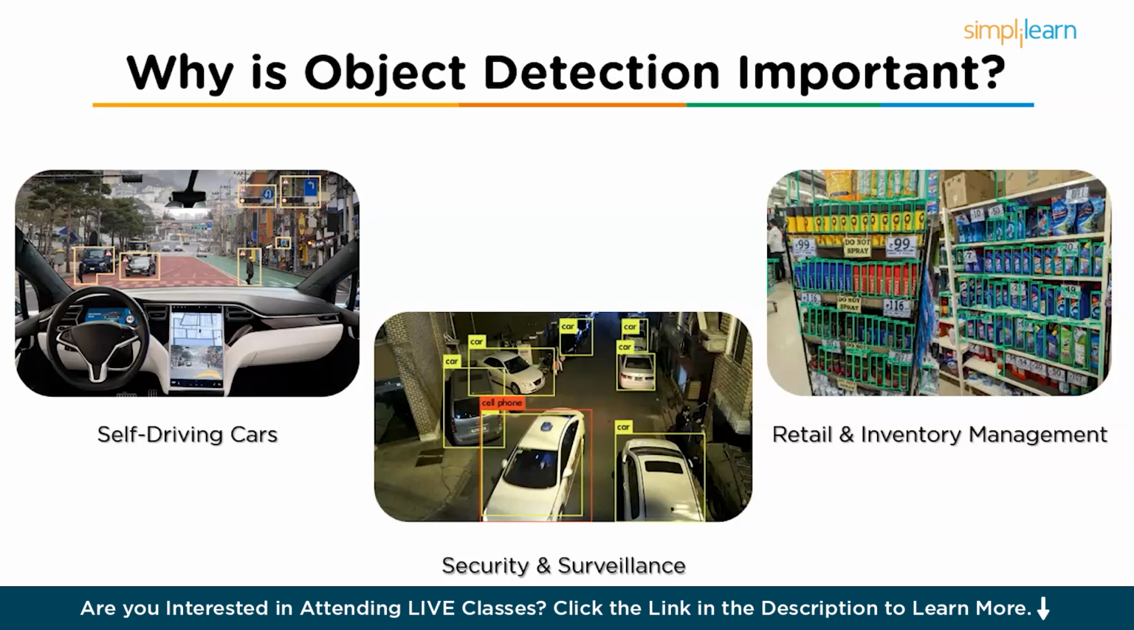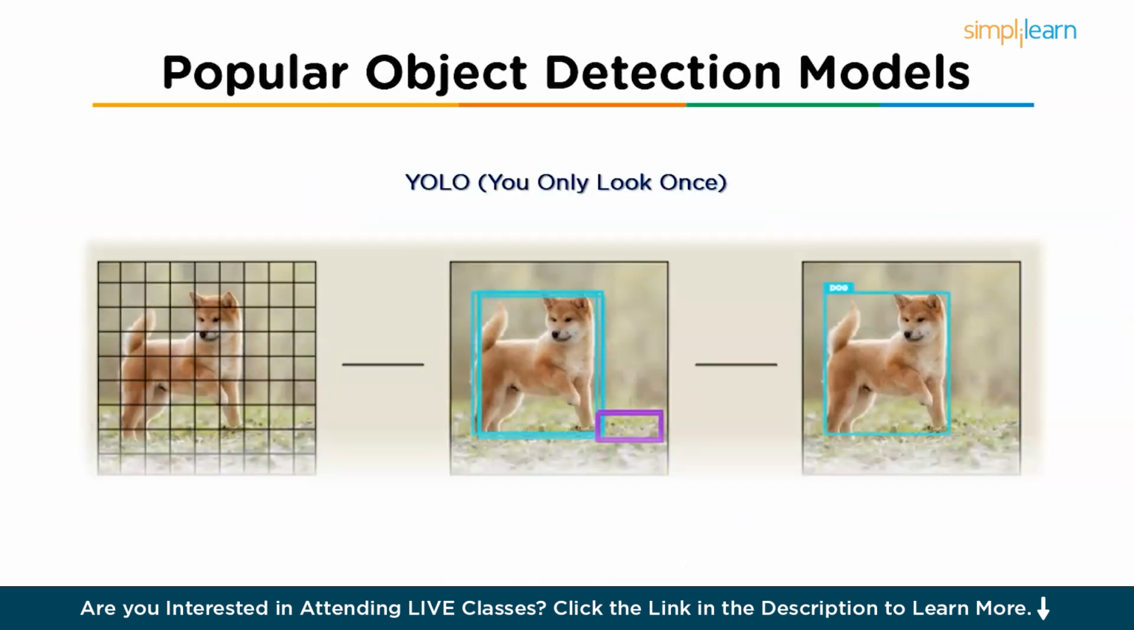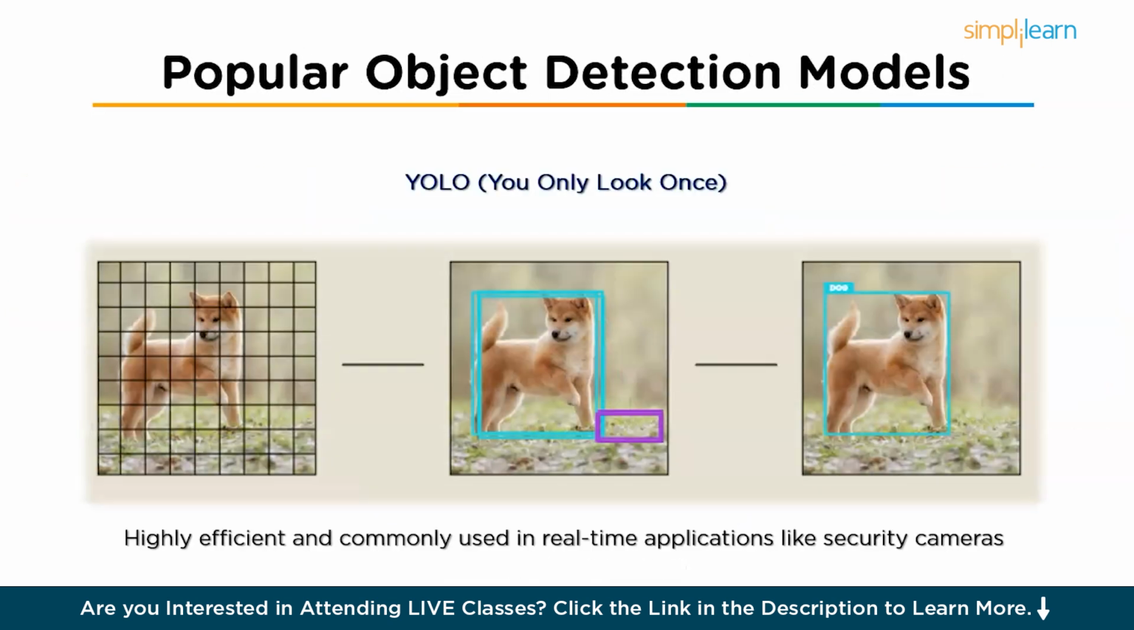So over the years, researchers have developed powerful AI models for object detection. Let's see some of the most popular object detection models. The first one is YOLO, which stands for You Only Look Once. This is extremely fast and widely used in real-time applications like security cameras.